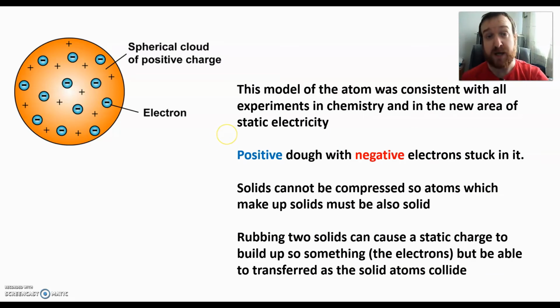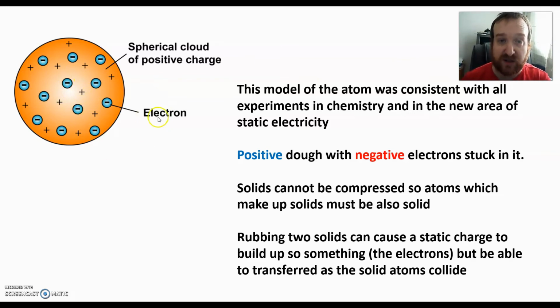It could be used to predict reactions. It explained static electricity, did all these things. So we're putting here, the model of the atom was consistent with all the experiments in chemistry and the new area of static electricity, where this electron comes into play. This positive dough, okay, with a negative electron stuck inside it. Solids can't be compressed, so the atom must therefore also be solid. So this bit is solid.